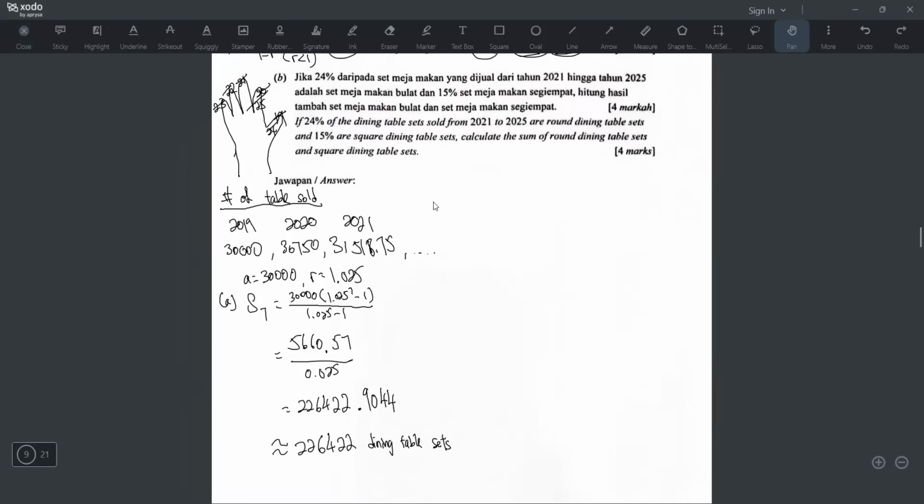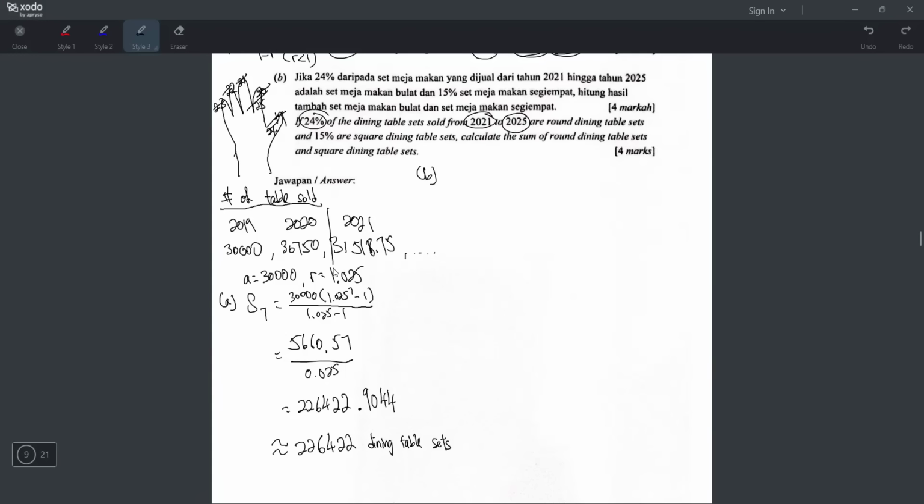Okay, let's do B. So I'll do it here. If 24% of the dining table sets sold from 2021 to 2025. Okay, let's see. 2021 is here. We all know 2025 is the T7, right? And the reason I know is because I used my finger just now. So this one is T7. And they say 24% of dining table sets sold from 2021 to 2025 are round dining tables, and 15% are square dining tables. Calculate the sum of round dining table sets and square dining table sets.